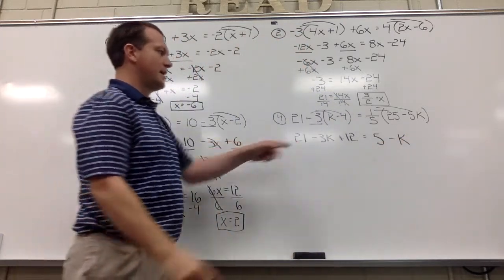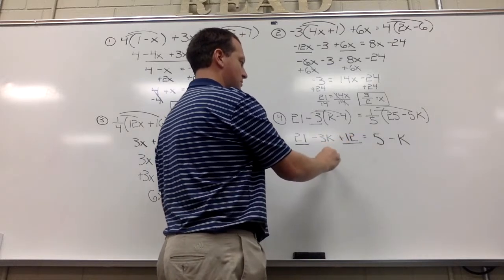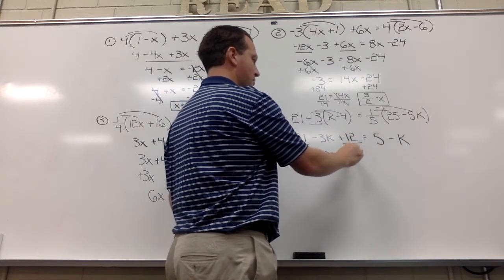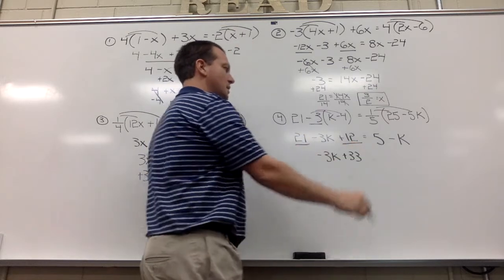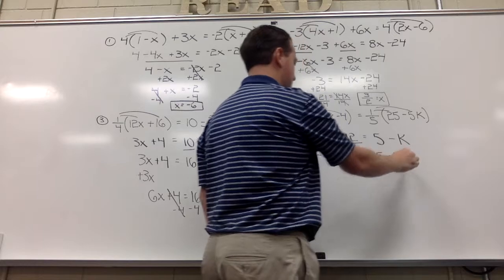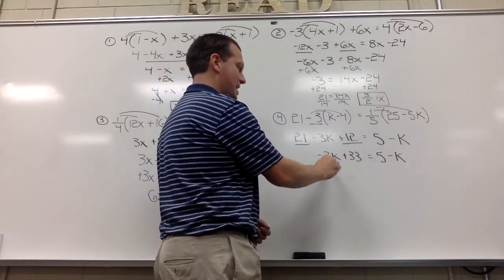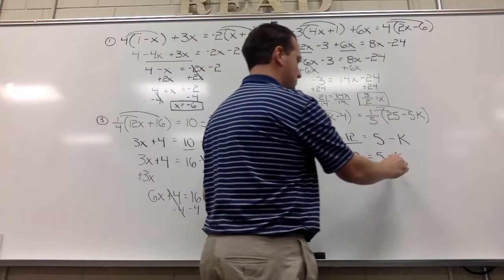On the left side, I have numerical values of 21 and 12, which will make 33, and that'll equal 5 minus k. Smaller, colder k is the negative 3, so I'll add 3k to both sides.